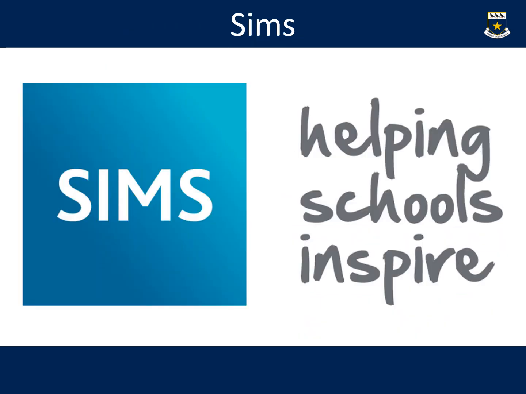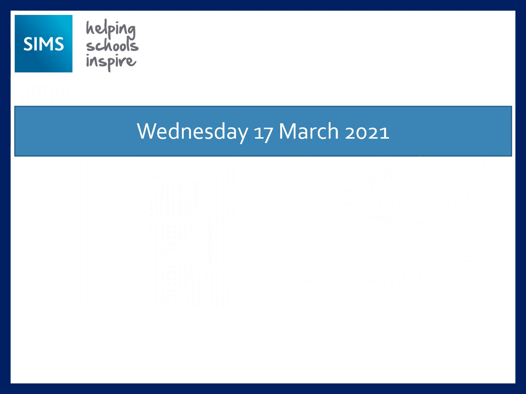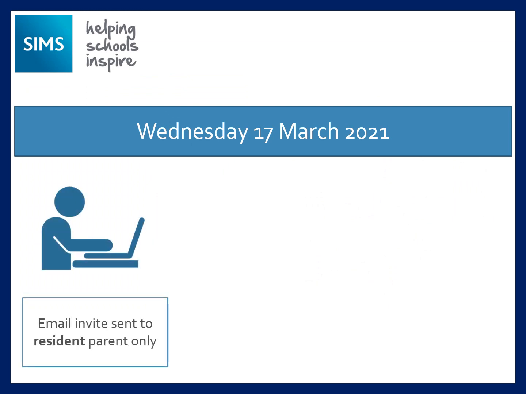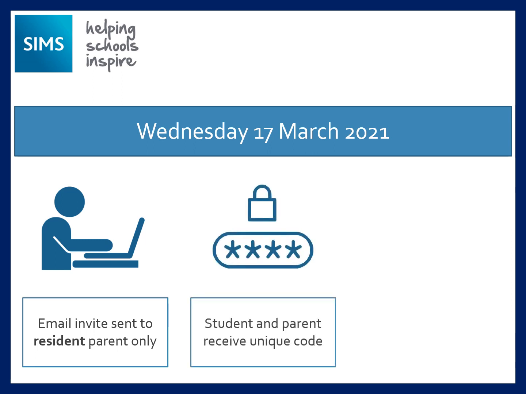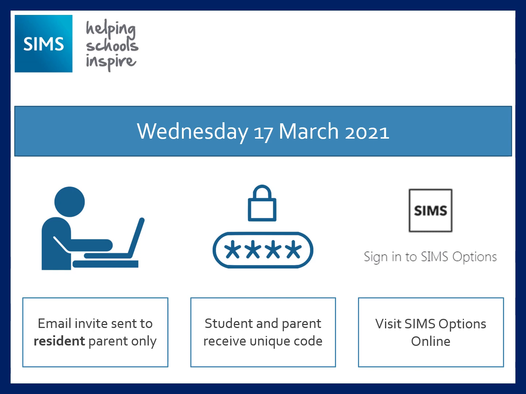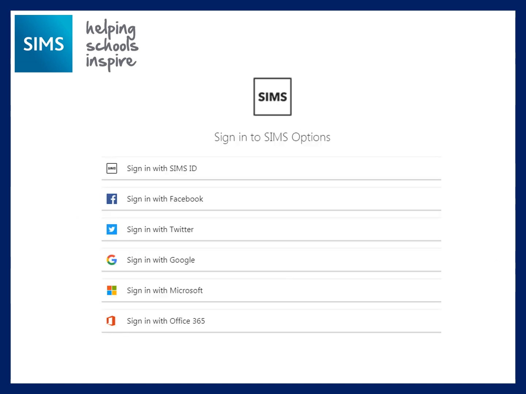The options process will all be completed on SIMS Online. On Wednesday, the 17th of March, the parent will receive an email invite to join SIMS Options Online. It's really important that we've got a current email address for all parents to ensure you therefore have access to SIMS Online. If you believe that we may not have the correct email address, or if you've recently updated your email address, please ensure we've got the correct one by Monday, March the 15th. Once the invite has been sent, both parents and students will then receive a unique code which they can use to sign in to Options Online. It will then give you an option to sign in through different mediums.